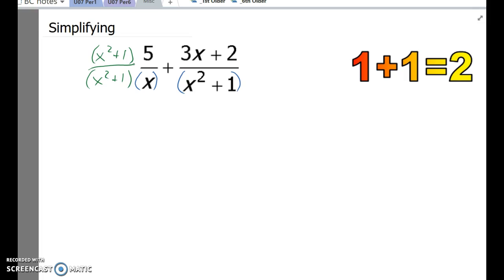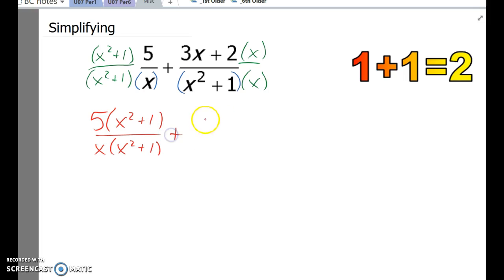The second fraction already has the x squared plus 1. It needs an x. And so then it's just a matter of multiplying this out. So first fraction is a 5 and the x squared plus 1 with our common denominator, plus an x and the 3x plus 2 with our common denominator. And so now that we have the common denominator, we can just start multiplying stuff out and sticking it together.